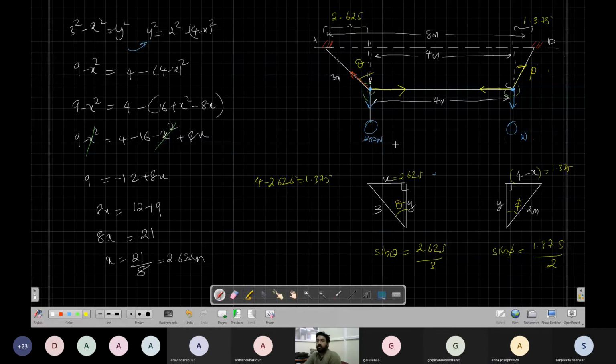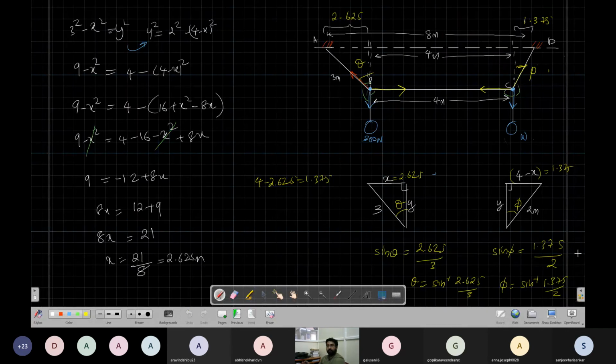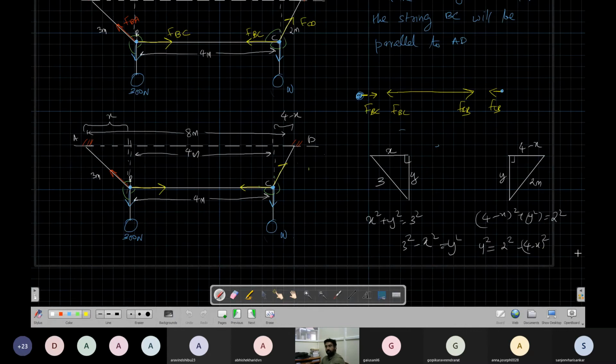Right? So now you can find all the angles. What is theta? What is phi? Theta equal to sine inverse of 2.625 by 3. Phi equal to sine inverse of 1.375 by 2. Okay, so I'll give you some time to copy it. Tell me theta, find the value.